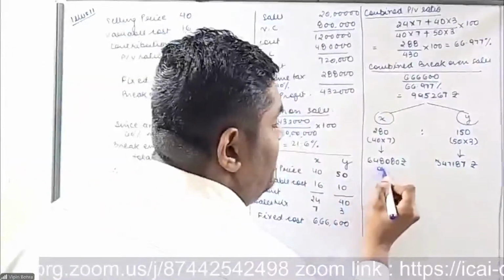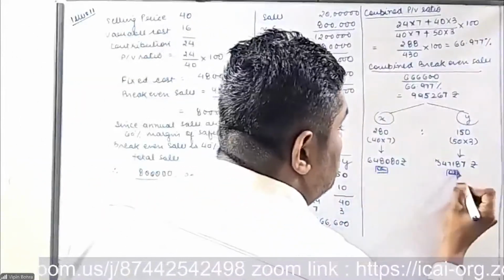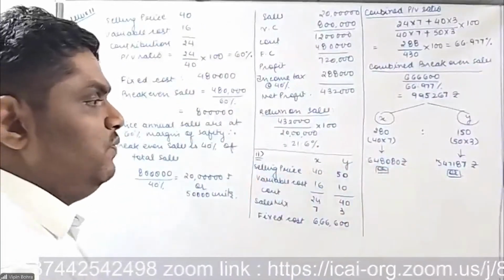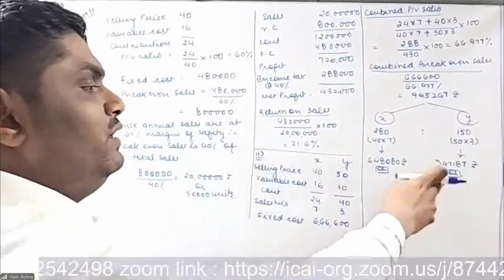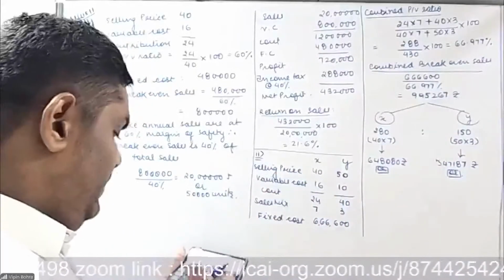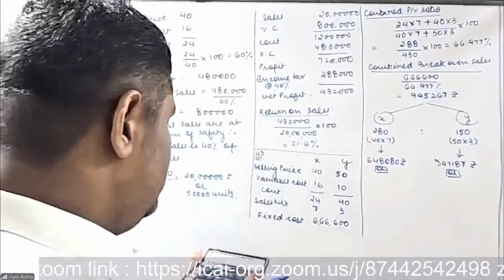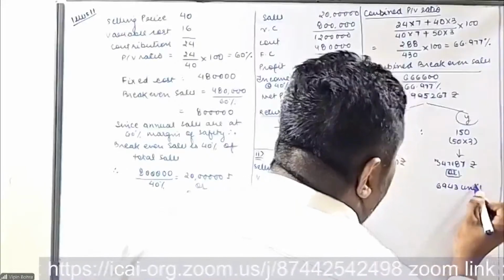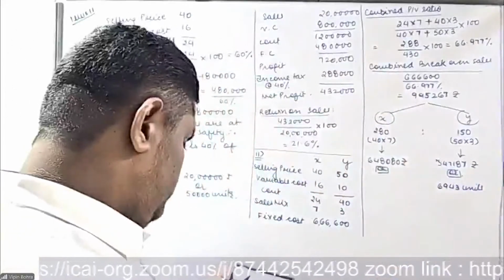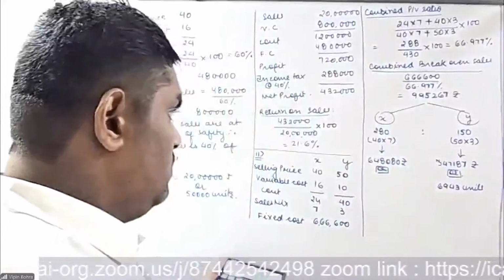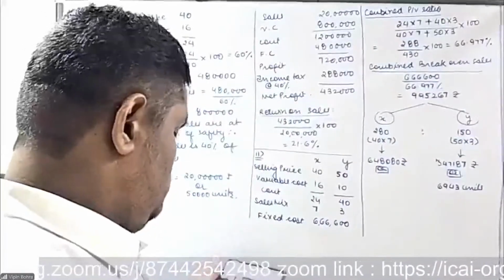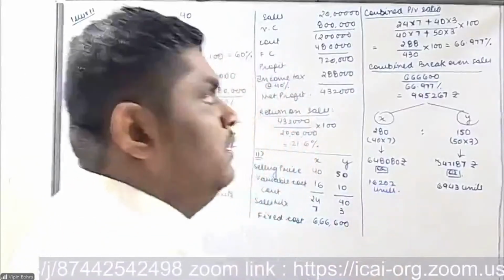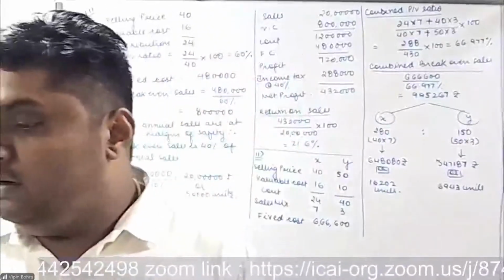Or we can say if we divide it by selling price, we will get the number of units also. If we divide these 648,080, which is the total sales, and the selling price is 40, we will get the units, and similarly for 347,187, if the selling price is 50, we'll get the number of units, that is 6,943 units. This is how the break-even sales will be calculated.